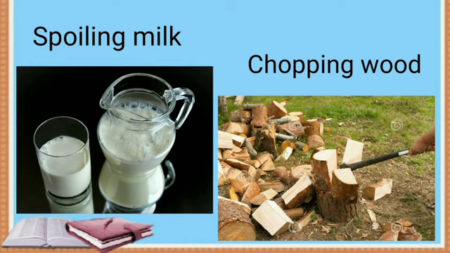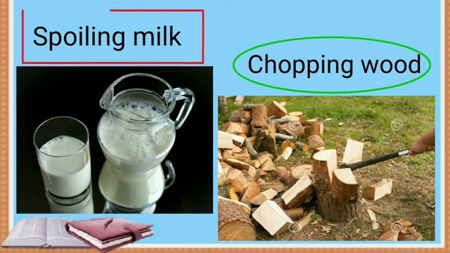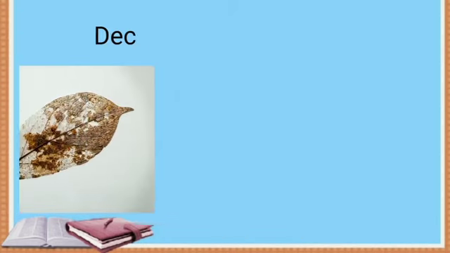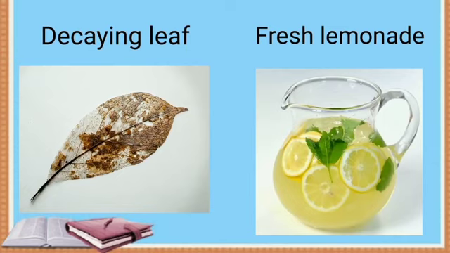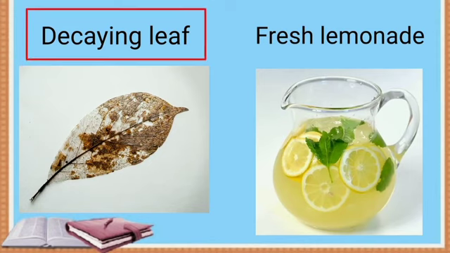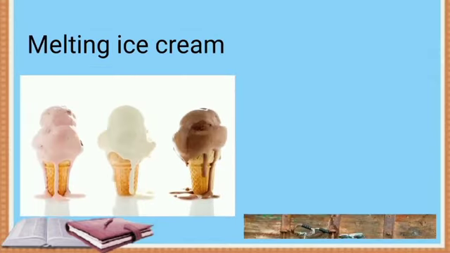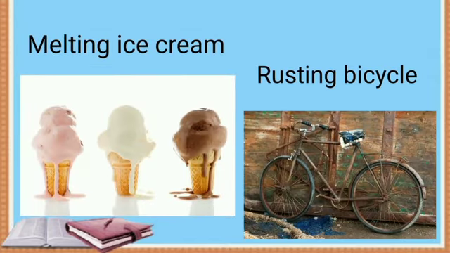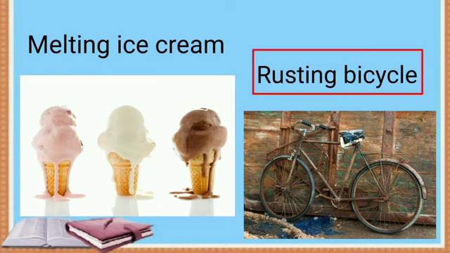Correct! Chopping wood is a physical change, while spoiling milk is a chemical change. Correct! Decaying leaf is a chemical change, while fresh lemonade is a physical change. Very good. Rusting bicycle is a chemical change, while melting ice cream is a physical change.